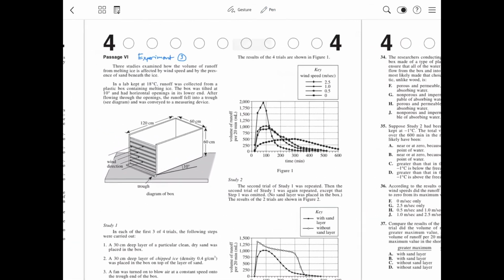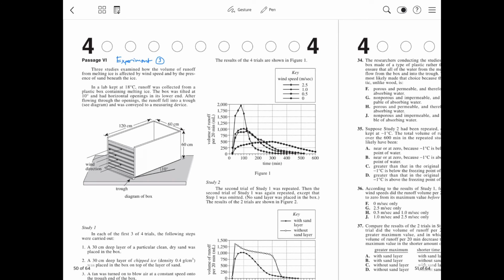Alright, so for our very last passage of this particular science test, we have another experiments passage. You can definitely see a trend here. It is the most abundant type of passage in the science section. So if you are practicing the science section, I highly recommend that you practice a lot on the experiments passages.